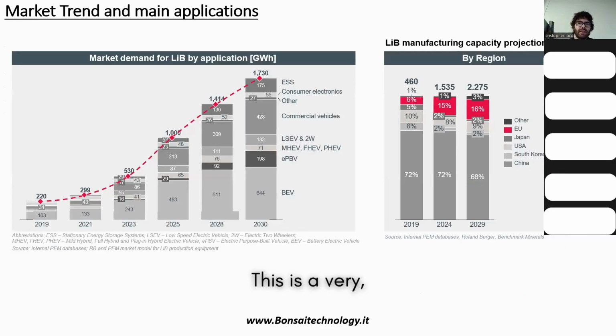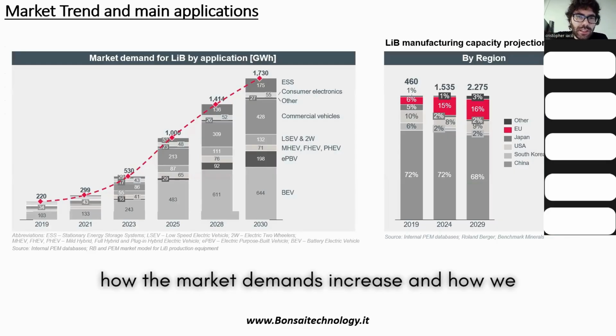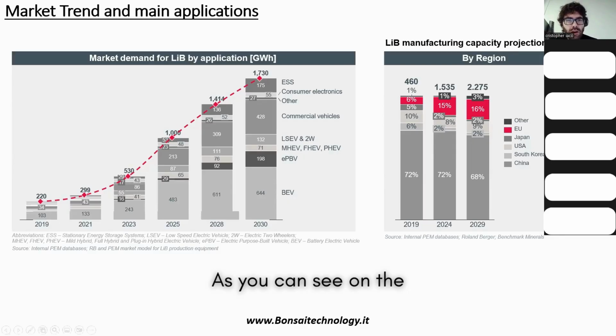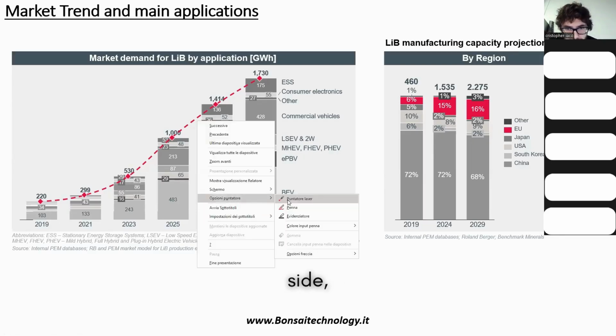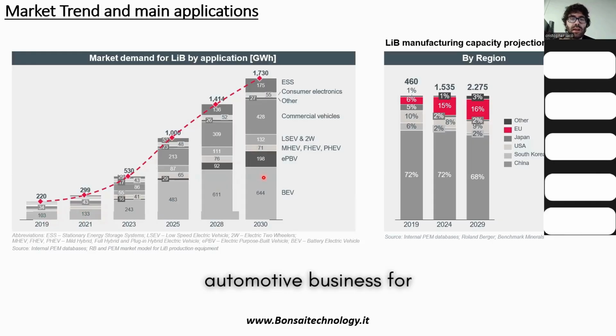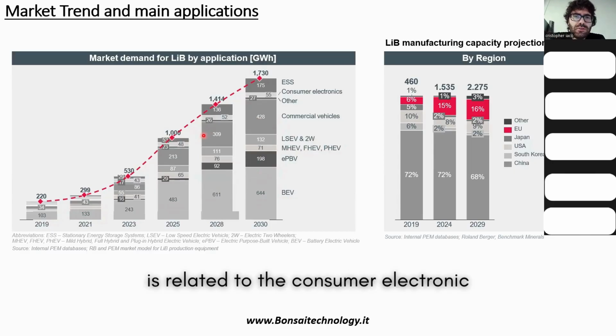This is, I think, a very complete overview about how the market demand increases and how it's split between the main applications. As you can see on the bottom side, the main application will be related to the automotive business, for BEV, MHEV, FHEV, PHEV, and even commercial vehicles. And a very small part is related to consumer electronic devices and others. And then a big portion is increasing in terms of energy storage.